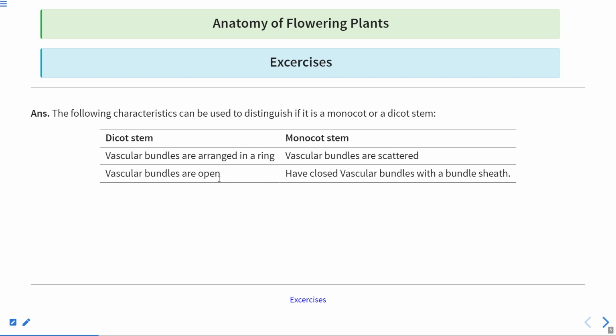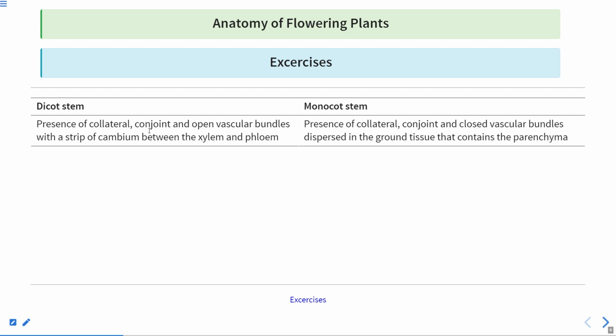Vascular bundles are open. Open means the cambium is present. If the cambium is present, then you can say that this is a dicot stem. And in the case of the monocot, they have closed vascular bundles with a bundle sheath, so there is no presence of cambium, right? This is a very unique difference between the dicot stem and the monocot. You can see these structures under the microscope, and just by seeing them you can tell whether the section you have cut from your garden stem is a dicot stem or a monocot stem.